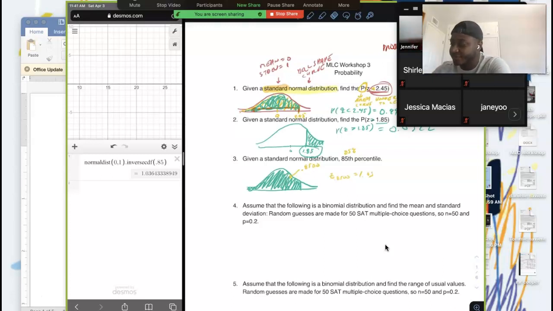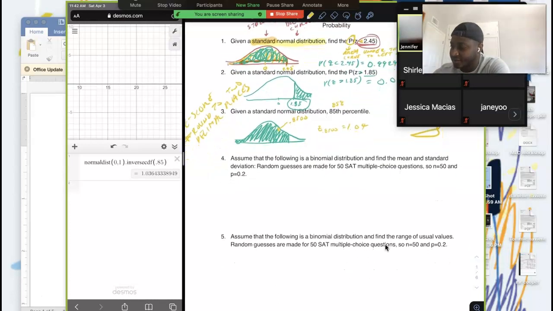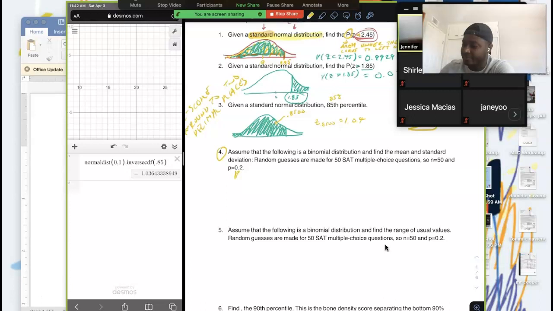You're going to round to 2 decimal places, you're right. So it'll be 1.04. For a z-score, you're always going to round to 2 decimal places. All right, so we're going to do more of these. It'll just be more like an application-based problem, so we'll be able to use those functions again. I'm going to go to number 4. Number 4 is going over a binomial probability.